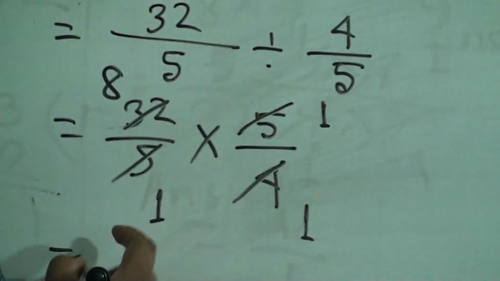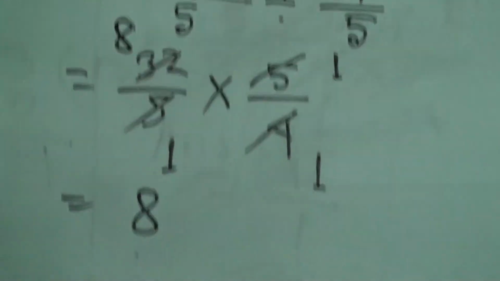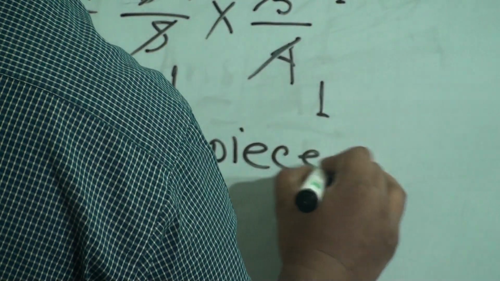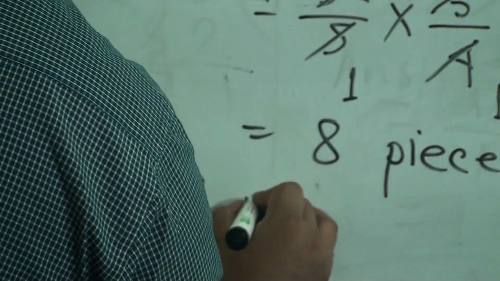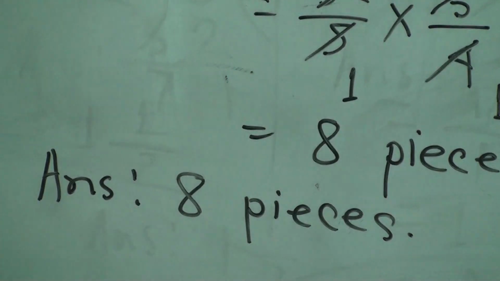8 on the 8 and 4 on the 4. Now 8 on the 8 and 1 on the 1, we need not write 1. So 8 pieces. How many pieces? 8 pieces. So this is the answer, 8 pieces, right? Okay, and our last question.